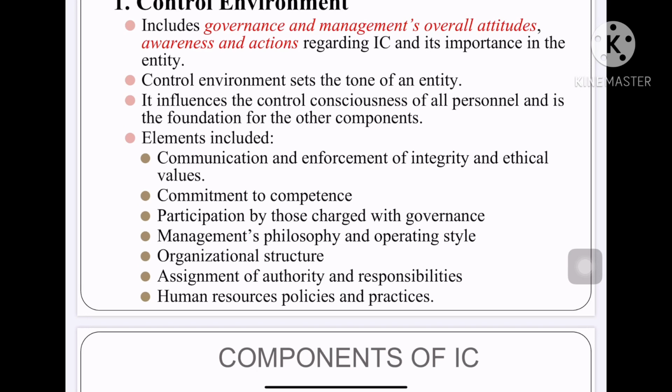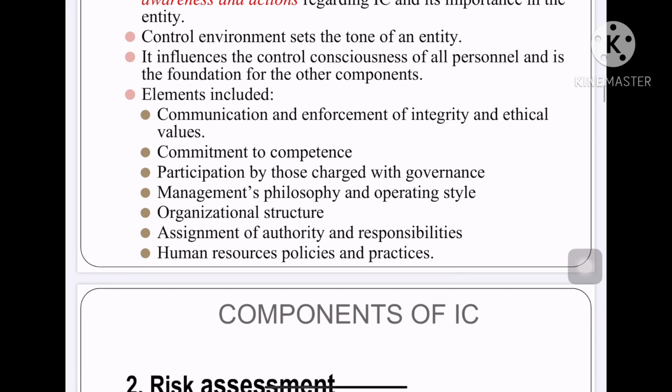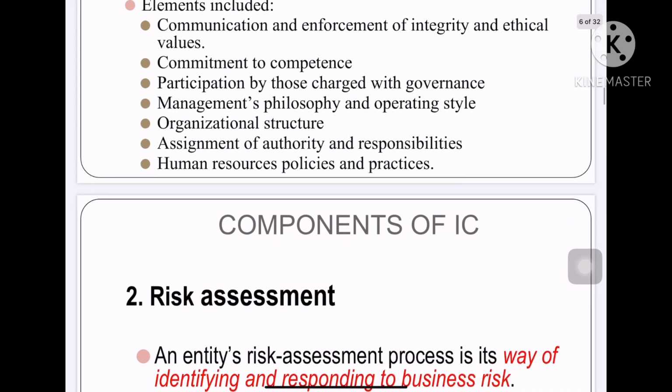All right, assignment of authority and responsibilities. So we can see also the responsibilities of the staff, and then the human resource policies and practices, right? We can see the policies also, which is done by the staff.